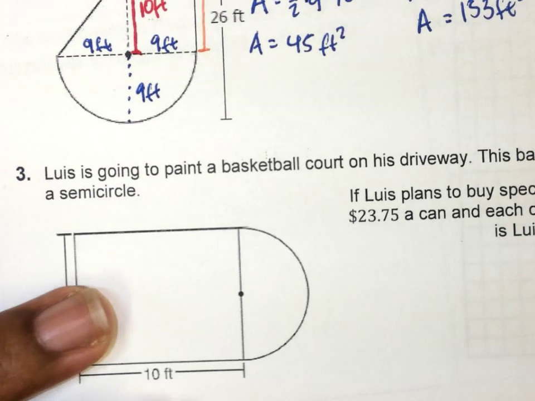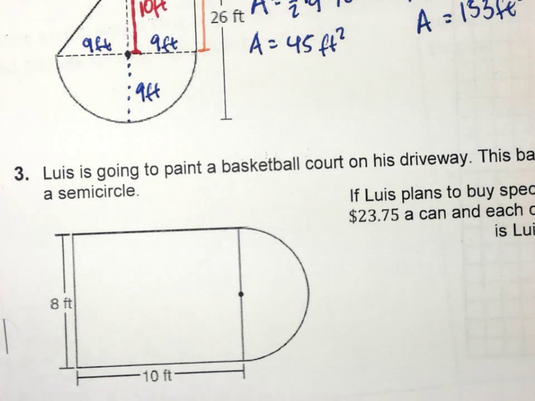I want y'all to do the basketball problem without me. I'll come back. I'm going to read it, though. Luis is going to paint a basketball court on his driveway. The basketball court consists of a rectangle and a semicircle. They tell you the two shapes. If Luis plans to buy special coating for the basketball court at $23.75 a can, and each can covers 20 square feet, how much is Luis going to spend?